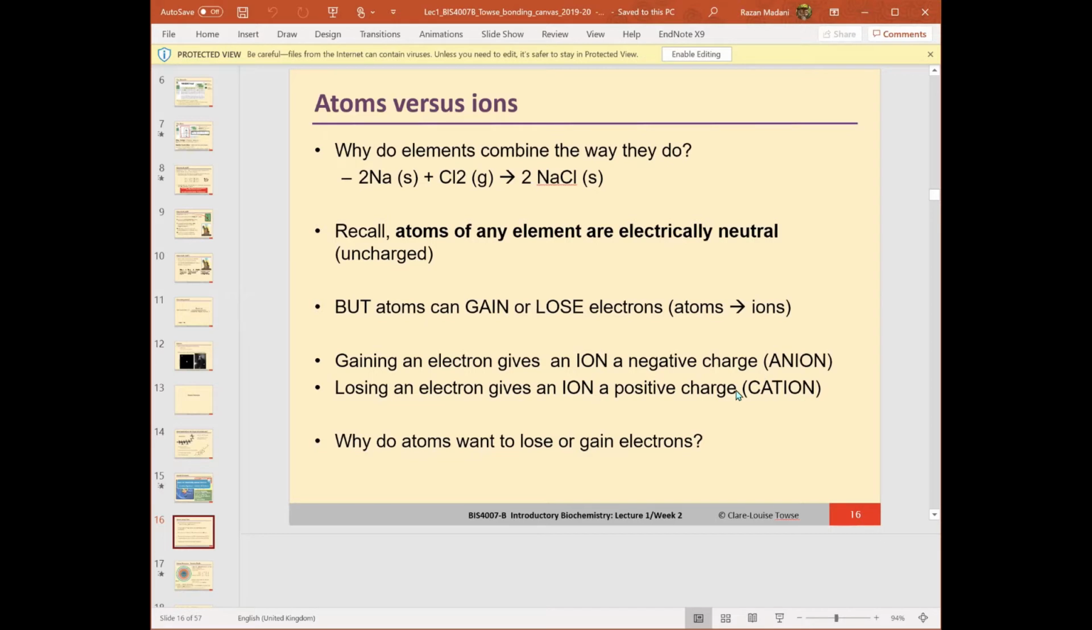Say the question again, sorry. So which one got negatively charged and became an anion? The Cl. Yes. Okay.